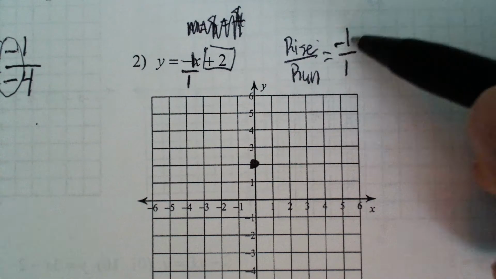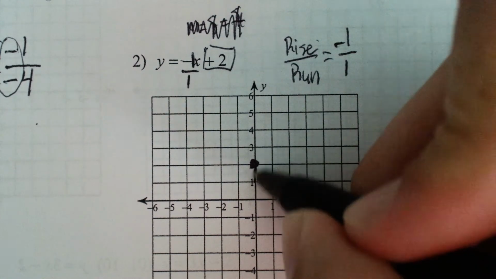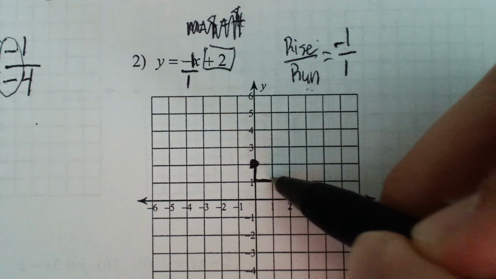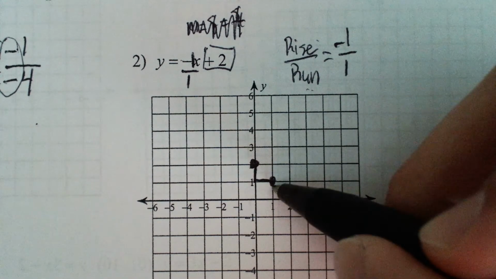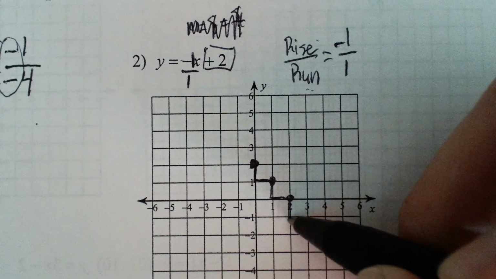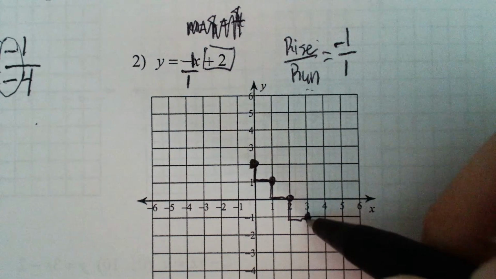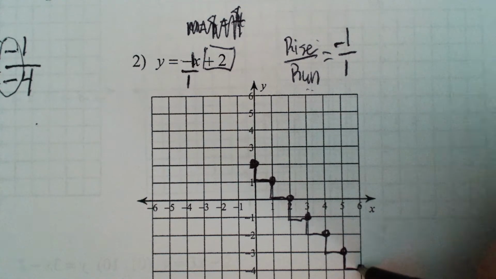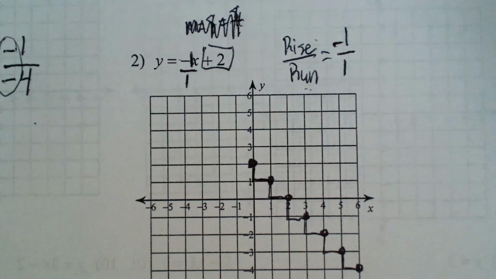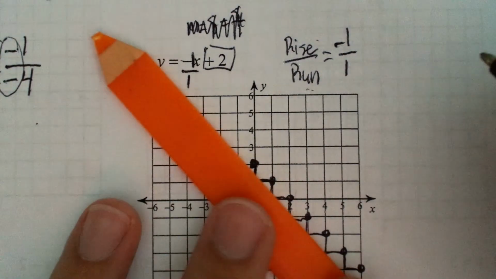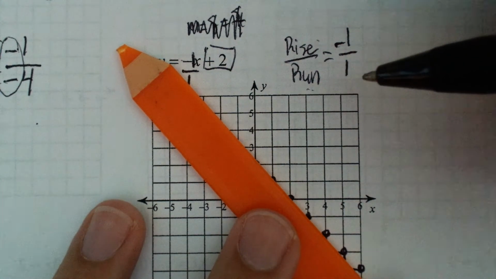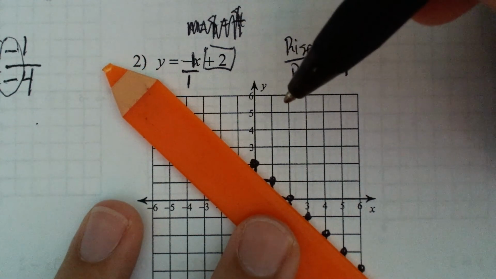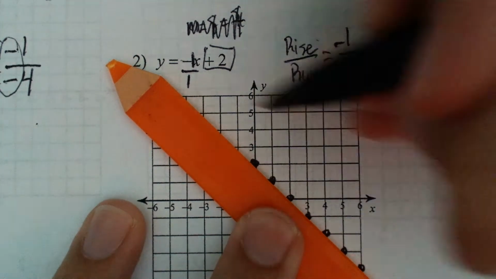So we rise -1, negative is going down. Our run of 1 is a positive, so it goes to the right. We rise and we run, and you can do that as many times as you want to. You can do it 2 times, you can do it 10 times. It does not matter. You're going to get the same answer every time. You draw a little line through there, connect all your dots. Straight edge is struggling.